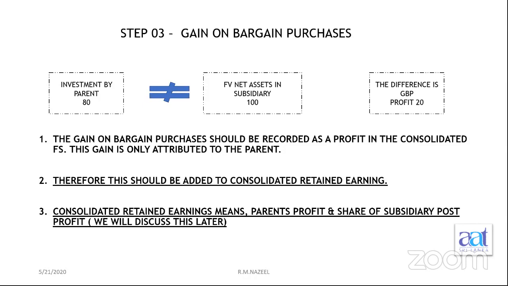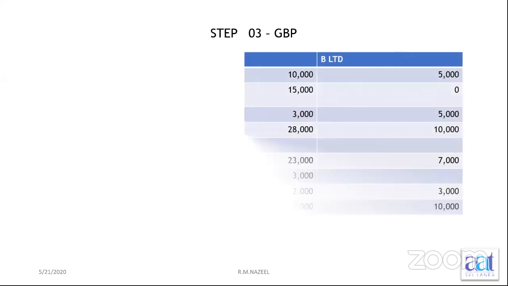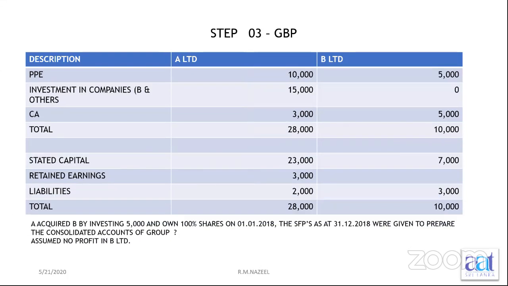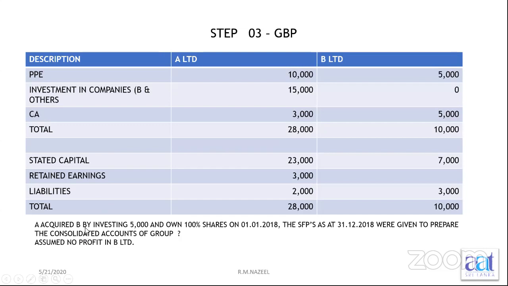Same example, we'll go for another small variation. The same balance sheet is given, so I'm not going to repeat the balance sheet. You can see the adjustment. Now, A acquired B by investing here. How much? 5,000. Earlier 10,000, now 5,000, on 1st January, and the balance sheets were given.